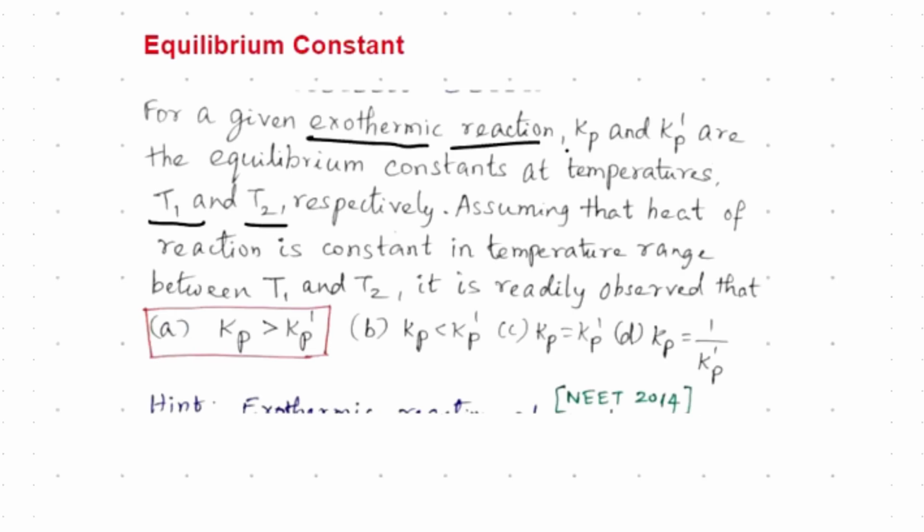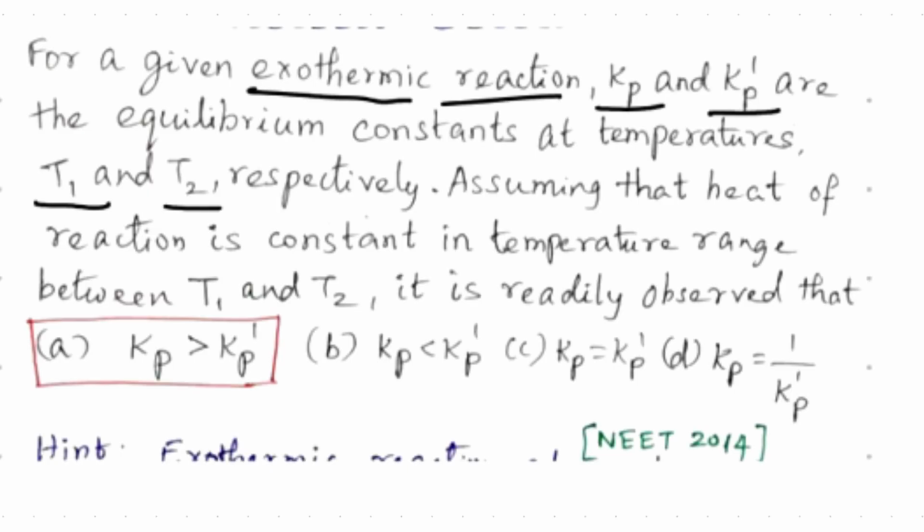That is the question. So, if you increase the temperature, exothermic reaction will not be favored. So, the equilibrium constant value decreases. So, the correct answer is option A. Kp will be greater than Kp prime.